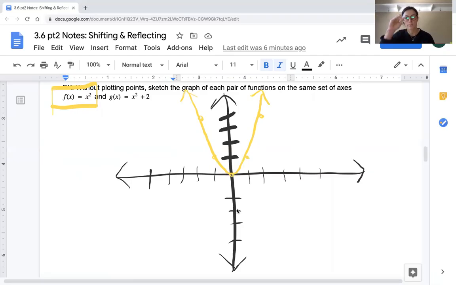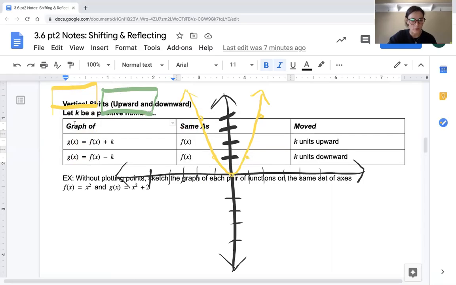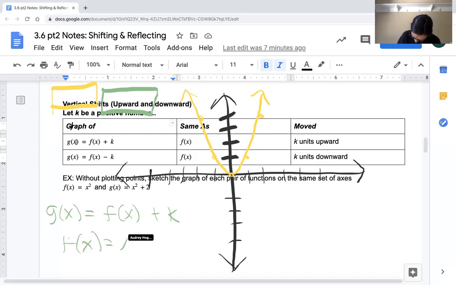So I see y equals x squared, bam, I know exactly what it looks like, where some key points are. But now we want to think about g of x is equal to x squared plus 2. So this is exactly in the form of the graph of g of x equals f of x plus k, where our f of x is equal to x squared and our k is equal to 2. So that means that the graph of f of x plus k is the same as f of x moved k units upward.